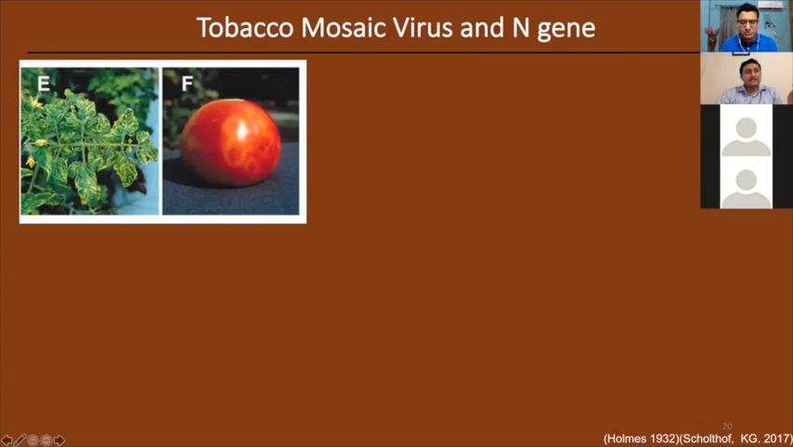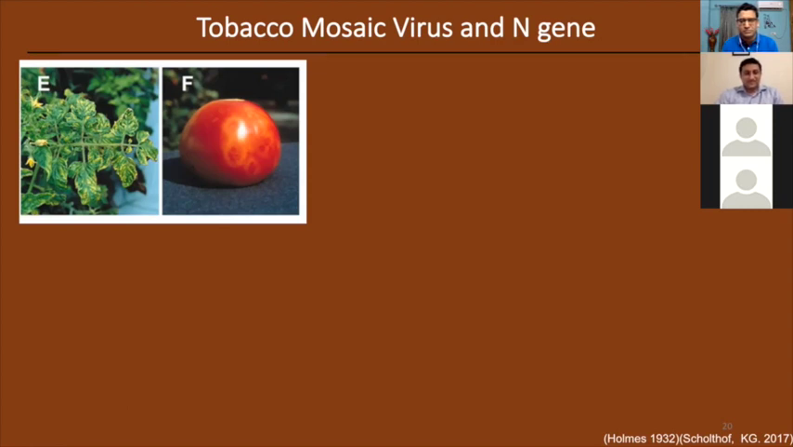Like here you can see these yellow colored symptoms. Also on the fruit, they were getting these mosaics. This was later found to be caused by a virus called tobacco mosaic virus. And the question was: from where is the tobacco mosaic virus getting into these plants? Because in New Jersey, they were not cultivating tobacco.